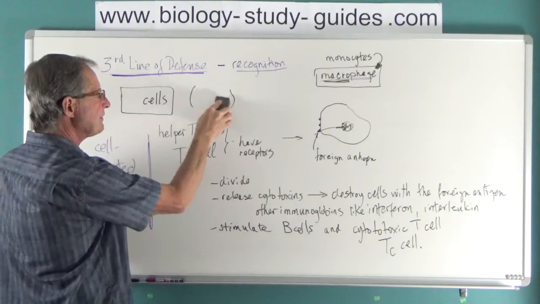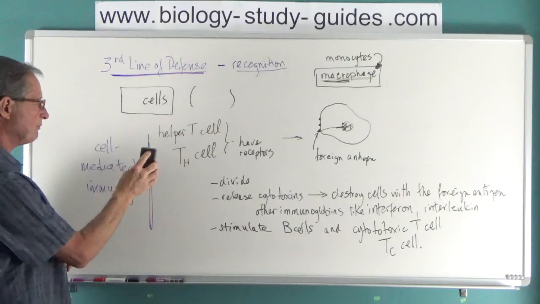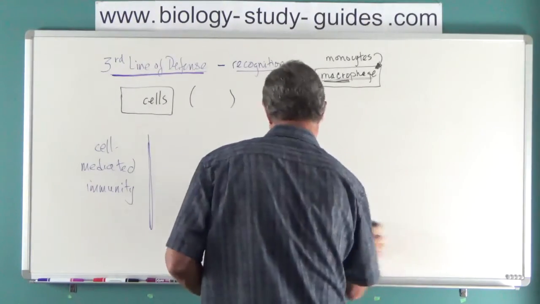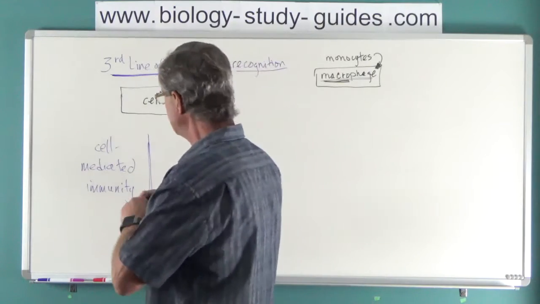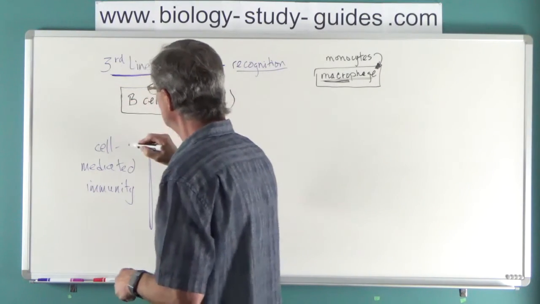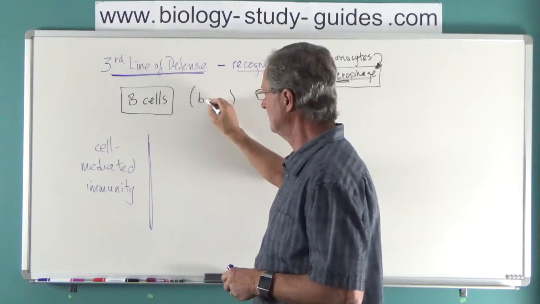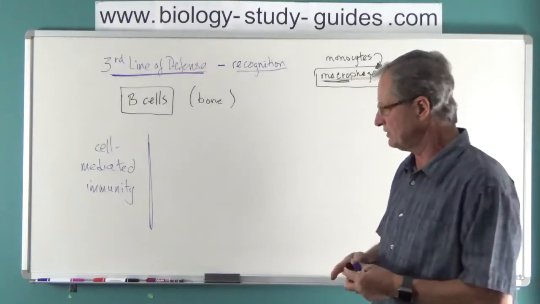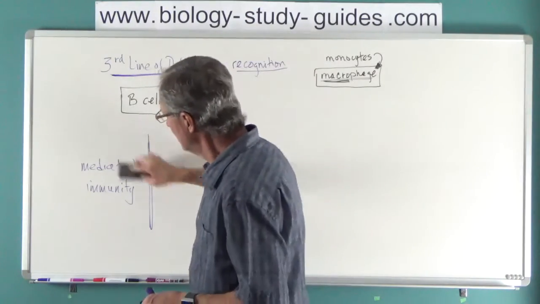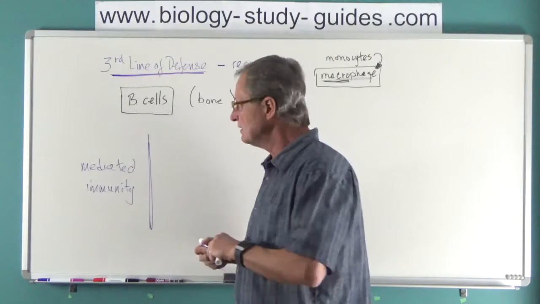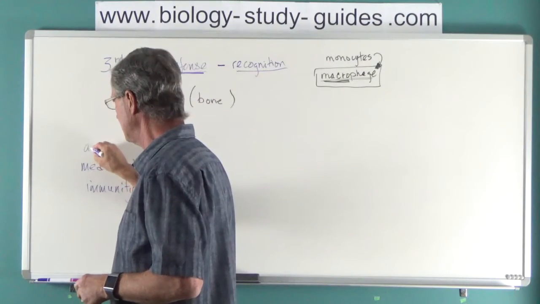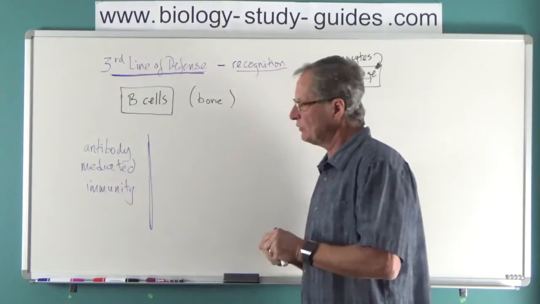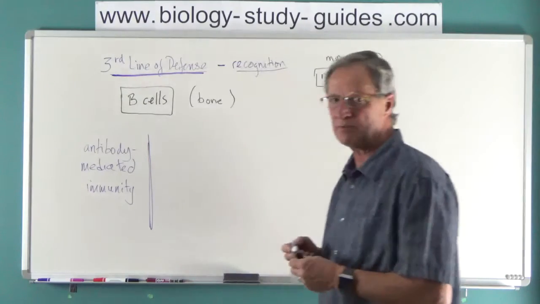They don't come from the thymus, but they do come from something that begins with a B. The B cells come straight from the bone. They don't go through a gland like the thymus to mature and become specialized in any way. B cells are not involved with cell-mediated immunity. These are involved with antibody-mediated immunity. So we've got two types of mediated immunity here.